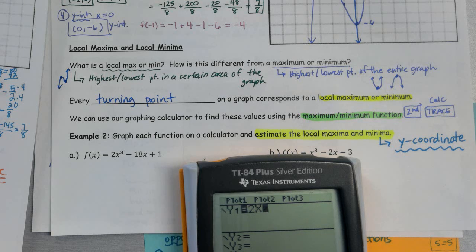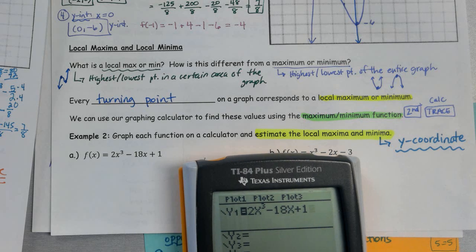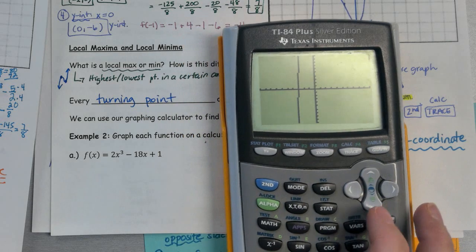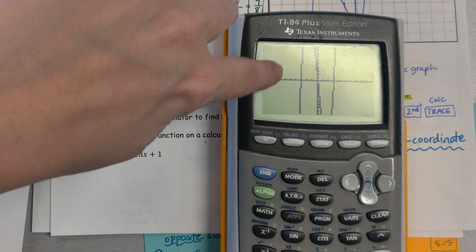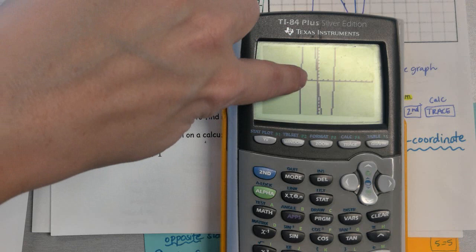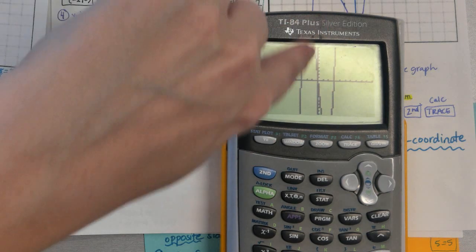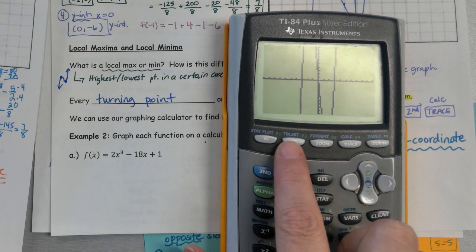So we have 2x to the third minus 18x plus 1. And then if you want to go to your standard window, it's zoom 6. But then, what's the problem here? We can't see the curves. Based on what I know about graphs, I can see this is going to go up and then curve back down. So I need to go higher on the y, and I need to go lower on the y. I don't need to change my axis at all.